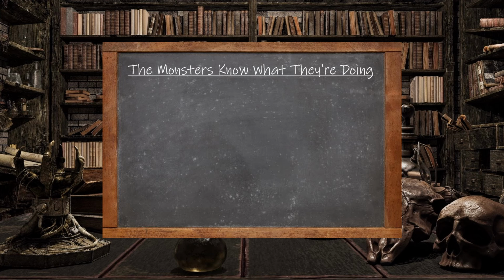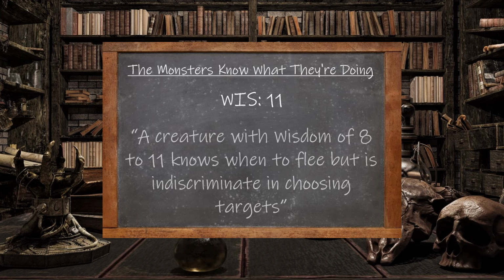Bugbears also have a wisdom score of 11. With regards to wisdom scores of 8 to 11, Amon states, "A creature with wisdom of 8 to 11 knows when to flee but is indiscriminate in choosing targets." While bugbears may lack the cunning to target certain enemies over others, choosing instead to just charge whoever is closest to them, they do have a very developed survival instinct, and will begin to flee combat once it starts turning against them.